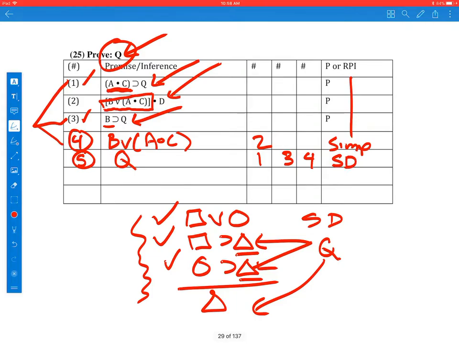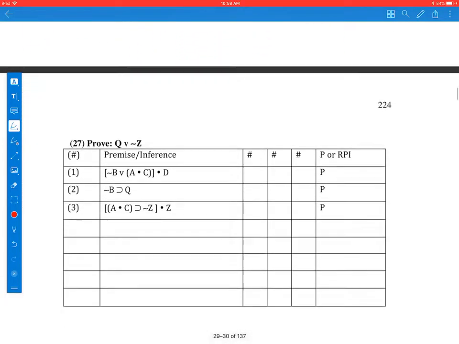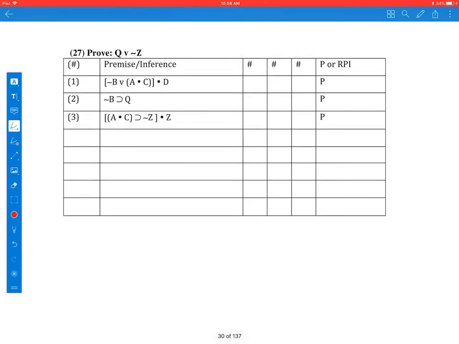So the key was noticing the statement that I was trying to get, Q, appeared in the consequent of two different conditionals. And once I saw that, I was thinking simple dilemma is going to be the answer. Okay, let's try another one.